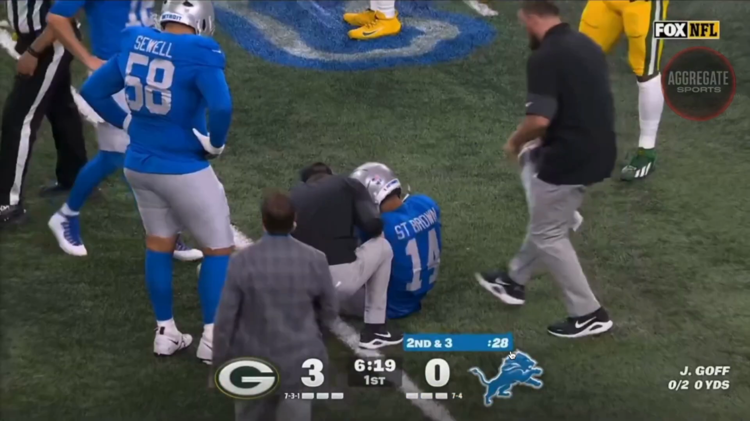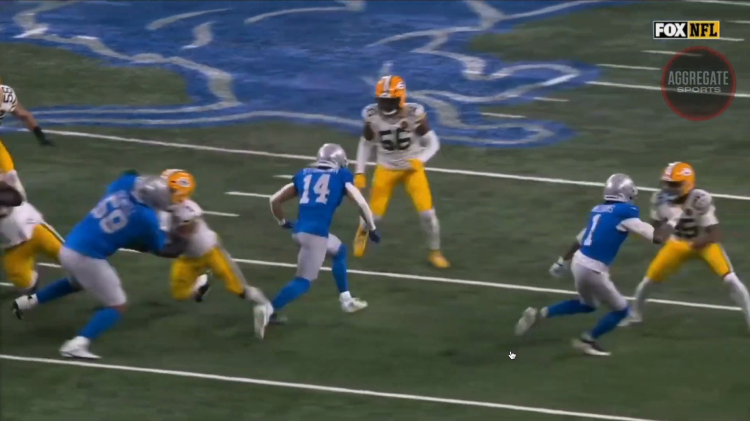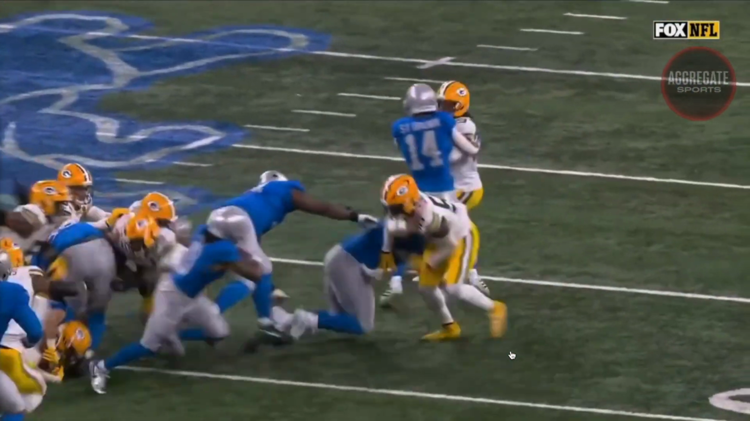So as we find out more information on him as the days go on, we do hope for a speedy recovery, as he is probably dealing with some sort of ankle sprain.